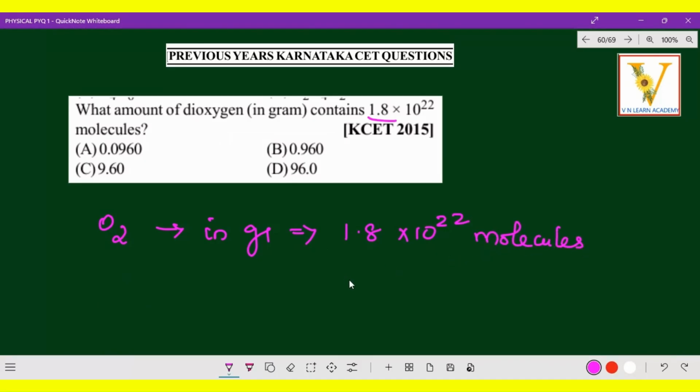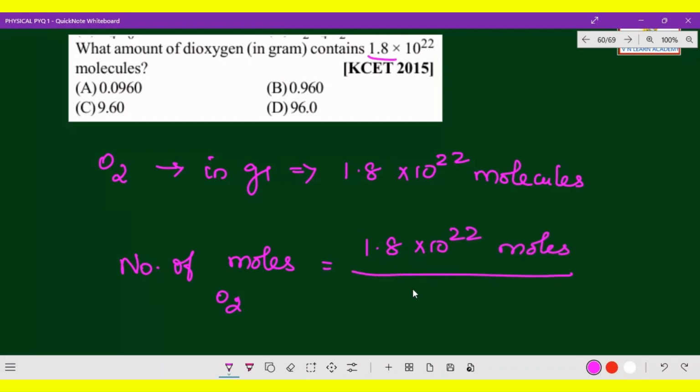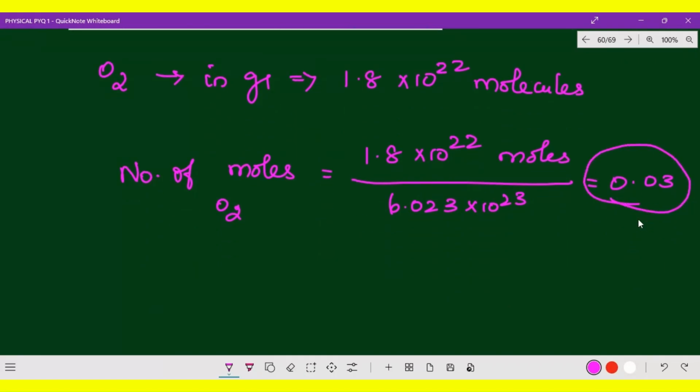Molecules, right? So here it is very easy. Go for the number of moles. Number of moles of oxygen equals the given data, 1.8 into 10 to the power of 22 molecules, divided by Avogadro number, 6.023 into 10 to the power of 23. So how much will you get? You'll get around 1.8 divided by 0.03, so 0.03 moles of oxygen.